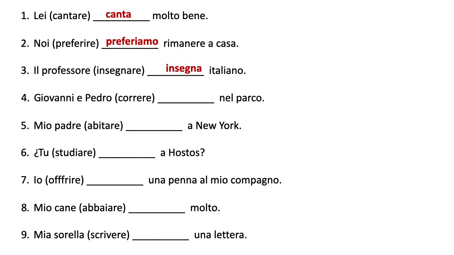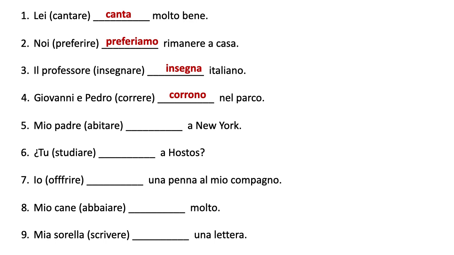Number 4. Giovanni e Pedro correre nel parco. Correre is an ere verb, and then Giovanni e Pedro, that's a group of people that does not include myself, right? So it's they. Loro. We need the loro form of this ere verb. It's corrono. Loro corrono nel parco. Giovanni e Pedro corrono nel parco.